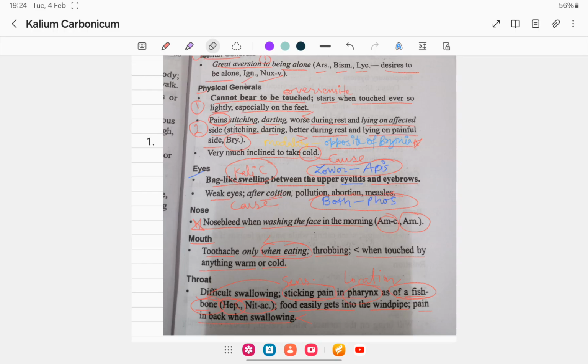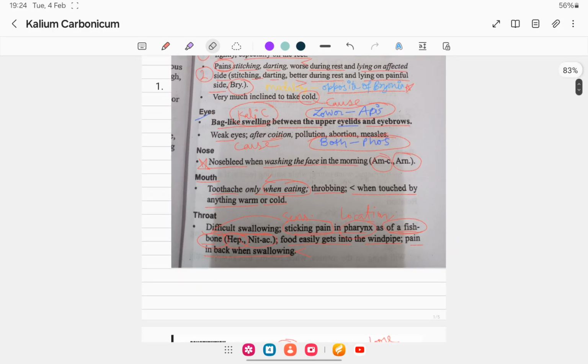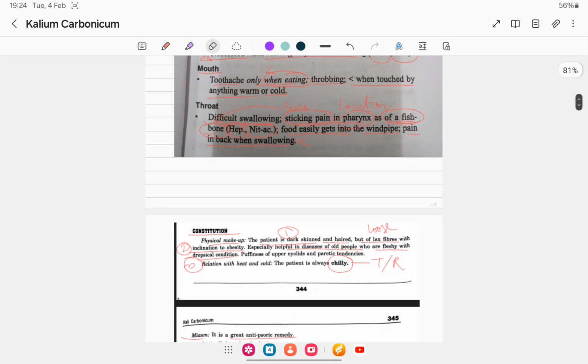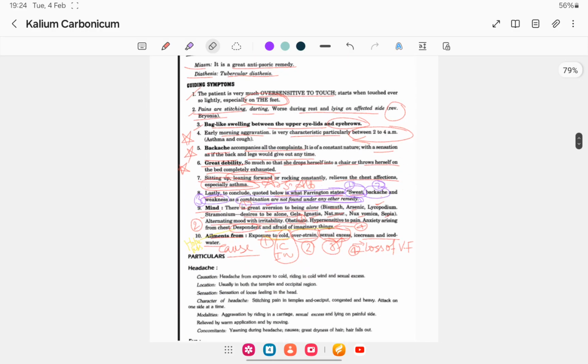Modalities opposite of bryonia. About eyes, bag like swelling on the upper eyelids, calicarb; lower eyelids, apis mellifica; both the eyelids, phosphorus. Nosebleed when washing the face in the morning, toothache only when eating, sensation throbbing, aggravation when touched by anything warm or cold. About throat, difficult swallowing, foods get into windpipe, pain in back when swallowing, sensation as if fish bone, sticking pain in pharynx. So this is all about guiding symptoms.